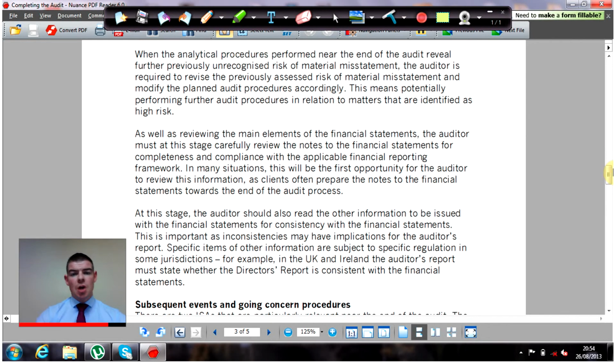Now, a key aspect in terms of analytical procedures is that the auditor at this point should have received the final accounts from the client. An important thing to note as well is that the disclosure notes in the back of the financial statements, as well as the information in the front of the accounts, whether it be annual report or director's report, should also be reviewed by the auditor to ensure that they're consistent with the accounts and with the financial statements. For example, in the UK and Ireland, the auditor's report must state whether the director's report is consistent with the financial statements. So therefore, final analytical review is key.